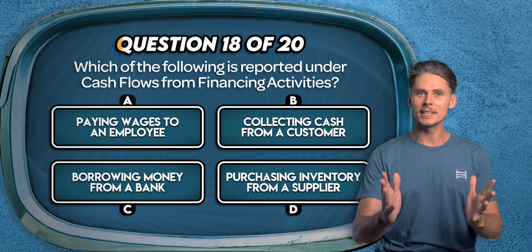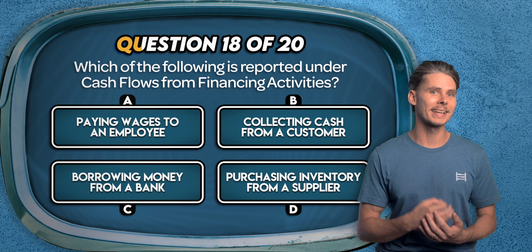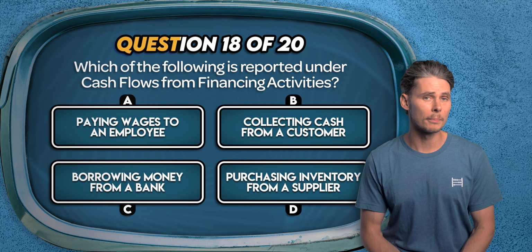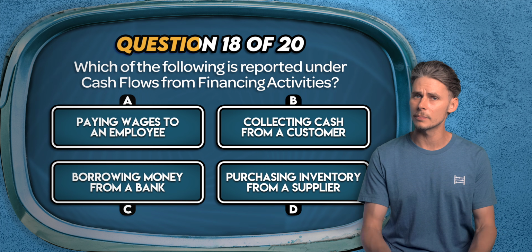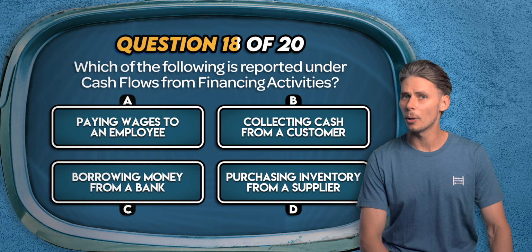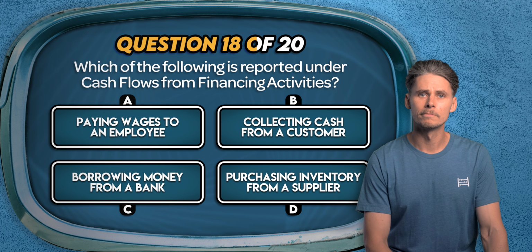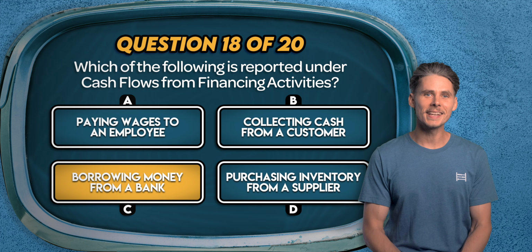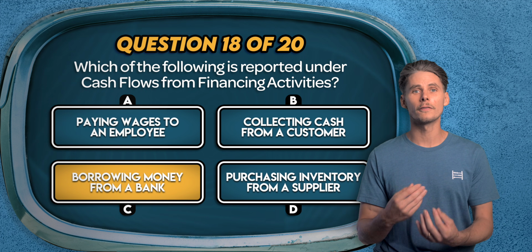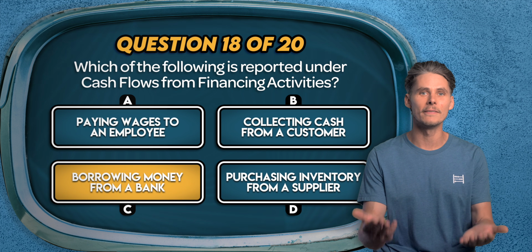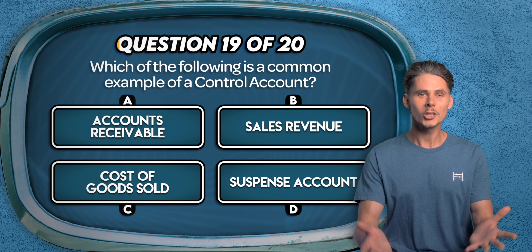Question 18. Which of the following is reported under cash flow from financing activities? Is it paying wages to an employee, collecting cash from a customer, borrowing money from a bank, or purchasing inventory from a supplier? The answer is C. On the cash flow statement, cash flows from financing activities involve cash received or paid to investors and lenders.